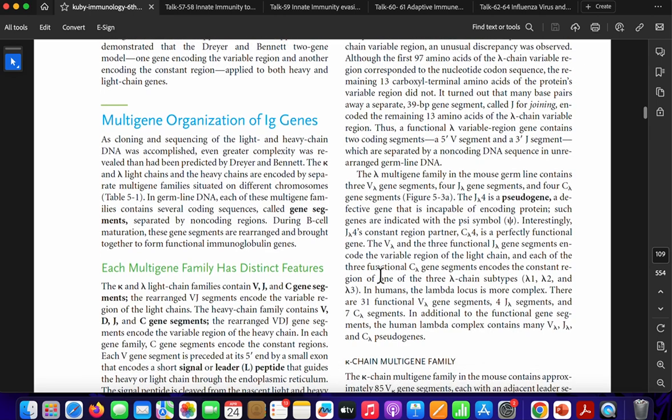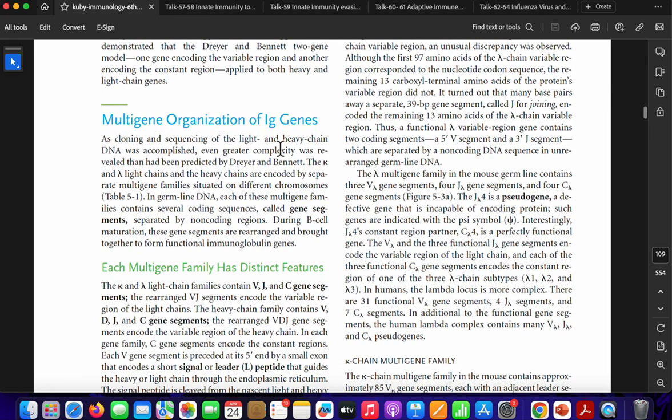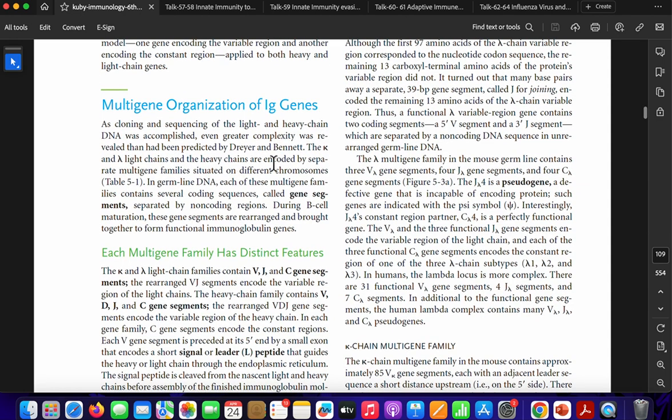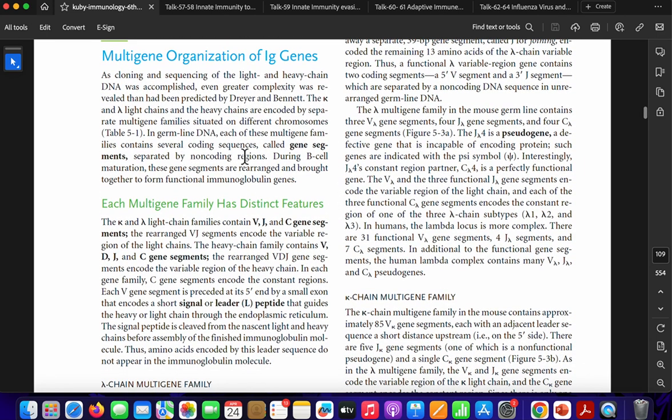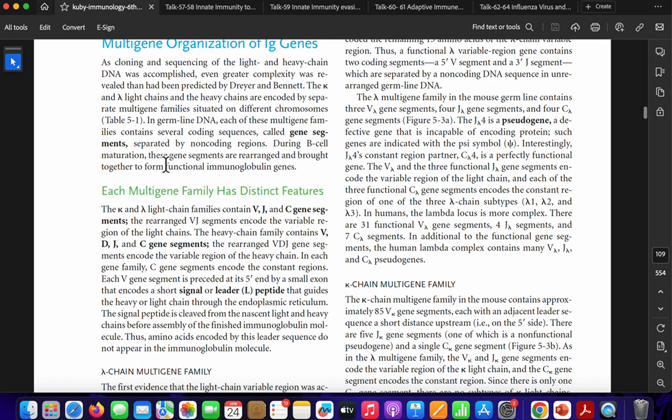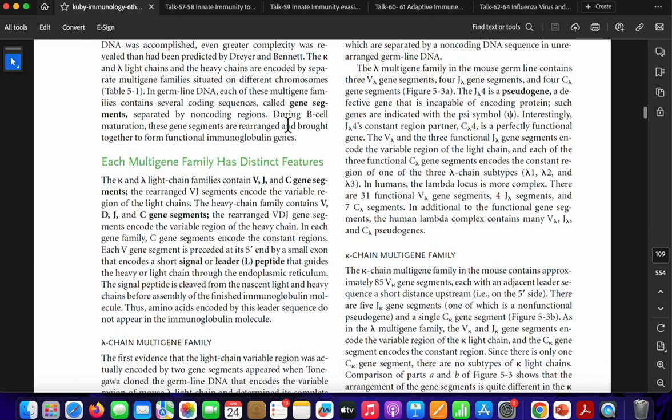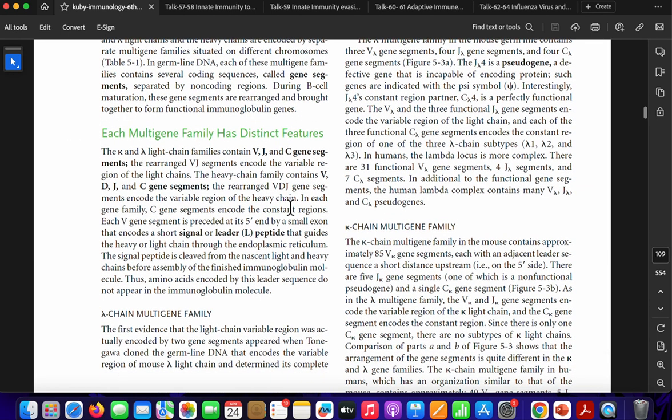Multigene organization of Ig genes. As cloning and sequencing of the light and heavy chain DNA was accomplished, even greater complexity was revealed than had been predicted by Dreyer and Bennett. The kappa and lambda light chains and heavy chains are encoded by separate multigene families situated on different chromosomes. In germline DNA, each of these multigene families contains several coding sequences called gene segments separated by non-coding regions. During B cell maturation, these gene segments are rearranged and brought together to form functional immunoglobulin genes.